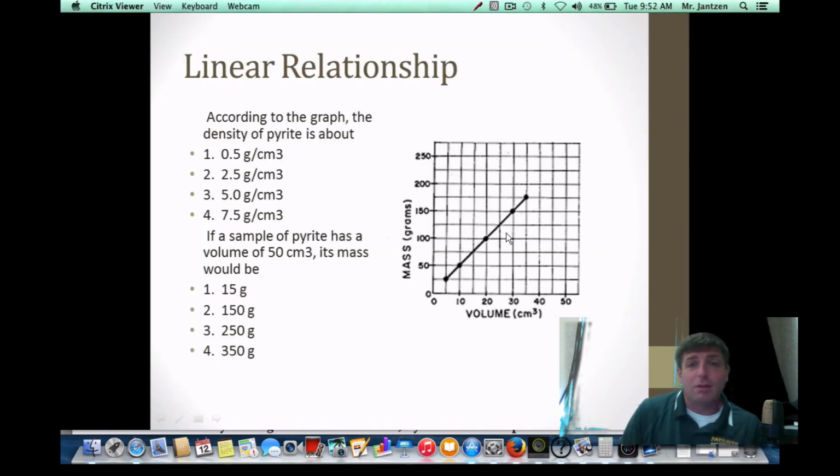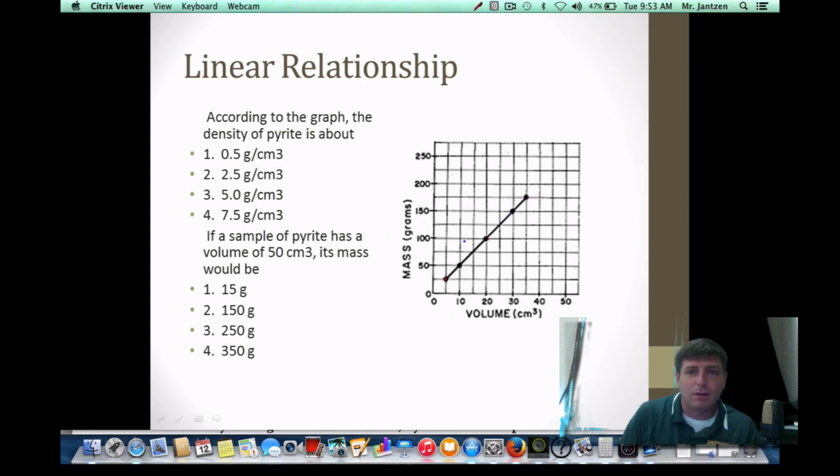Graphically, density gets a little difficult, because all of a sudden students see a graph and they're like, oh man, how do I handle this? Well, let's take a look at this question here. It says, according to the graph, the density of pyrite is about what? Well, this line is representing the density of pyrite, right here. So you can actually take any point along this line and calculate the density.